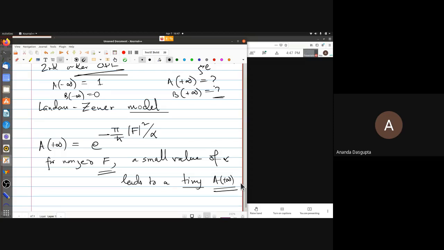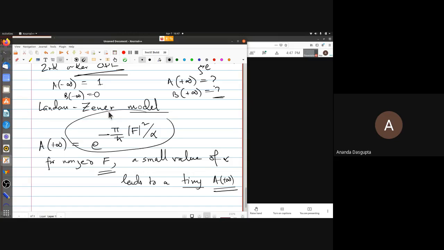At least it drops exponentially with 1 by alpha. So the smaller you make alpha, the better the adiabatic theorem is going to work. And that's exactly to be expected. It just says that if you change your Hamiltonian slowly enough, the system stays in the instantaneous energy eigenstate. That's exactly what this result is telling you.